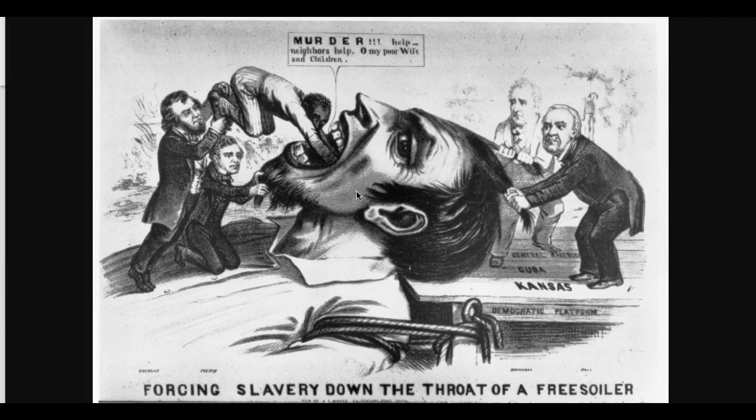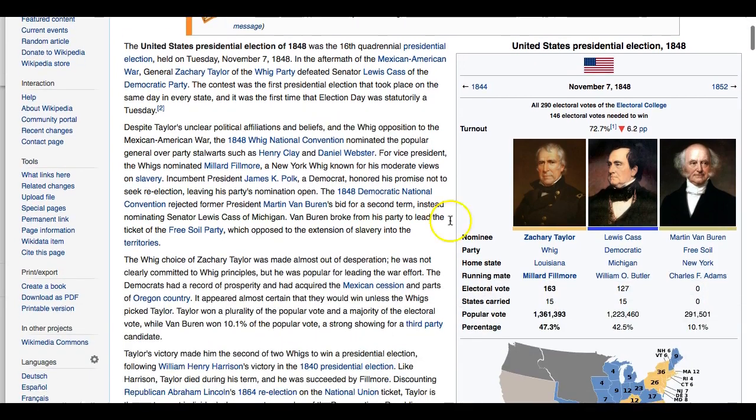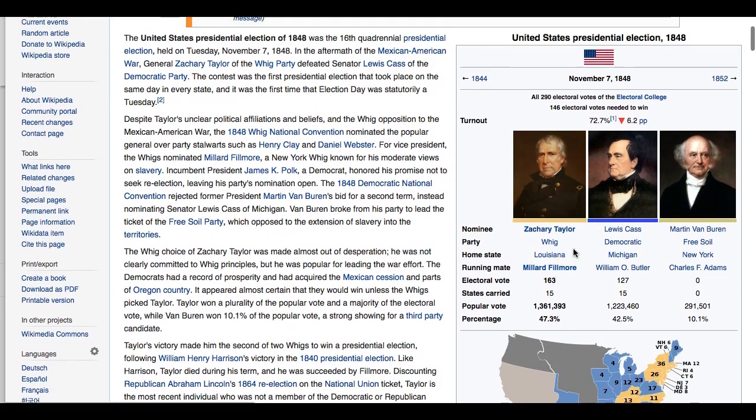Now, the election of 1848, that was the next presidential election after Polk. This is going to see a Whig candidate, Zachary Taylor, beat out the Democratic candidate, Lewis Cass, and Martin Van Buren. And Zachary Taylor, who, if you remember, was a general during the Mexican-American War, was able to win this election because he basically doesn't talk about slavery at all.